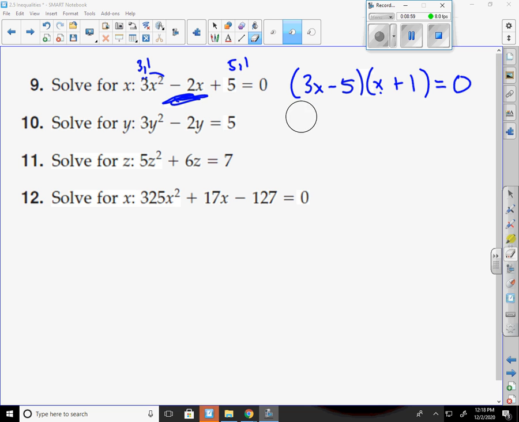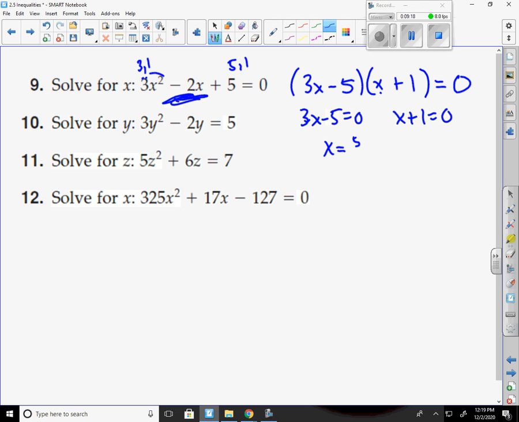Now I can just solve this. 3x minus 5 equals 0. x plus 1 equals 0. Add the 5 over and divide by 3. x equals 5 over 3. Subtract the 1. x equals negative 1. Those would be my 2 answers.